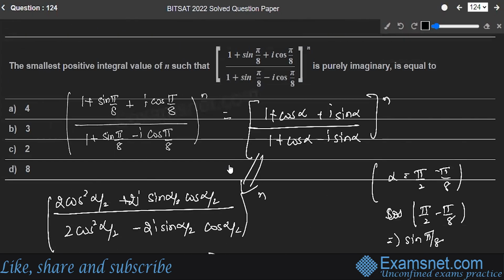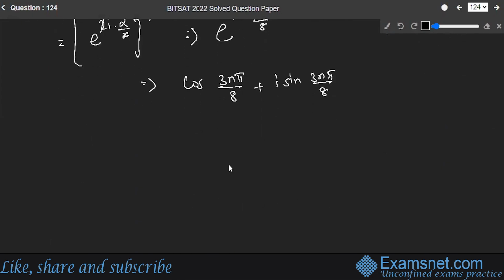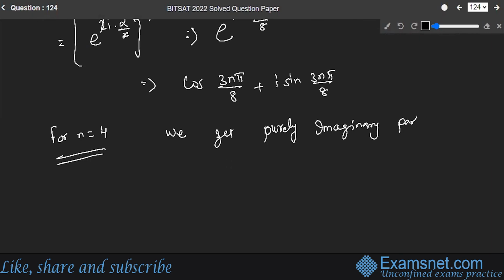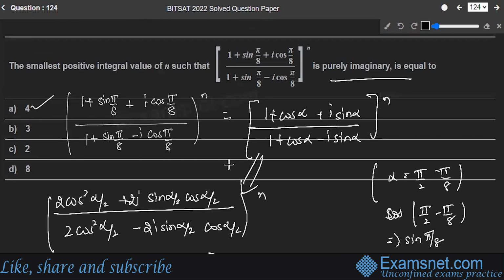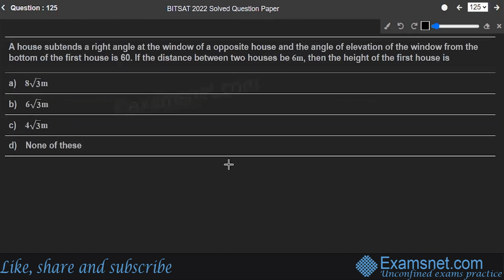Now the question was, this is purely imaginary. If you put n equal to 4, we get a purely imaginary value. Hope you got that. And we have option A as the right answer. Next is question number 125.